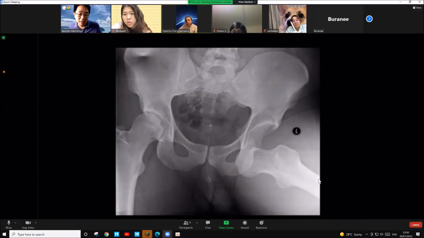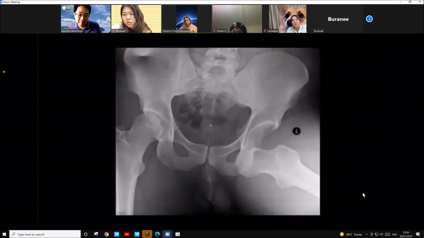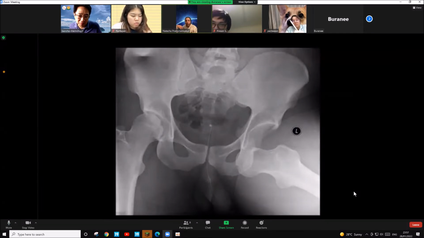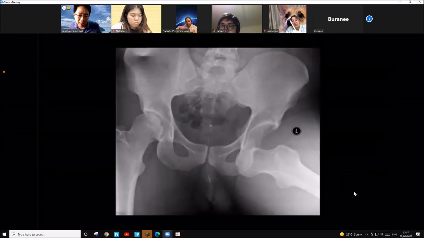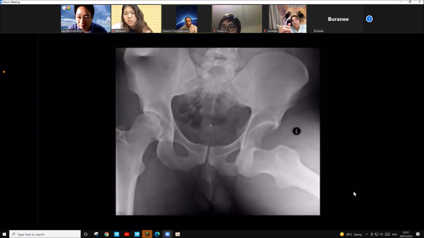Natasha, describe the deformity. So this one, there's a loss of Shenton's line as well. Yes, of course. And you can also see that there is abduction as well, and the femoral head is rotated and moved downwards.